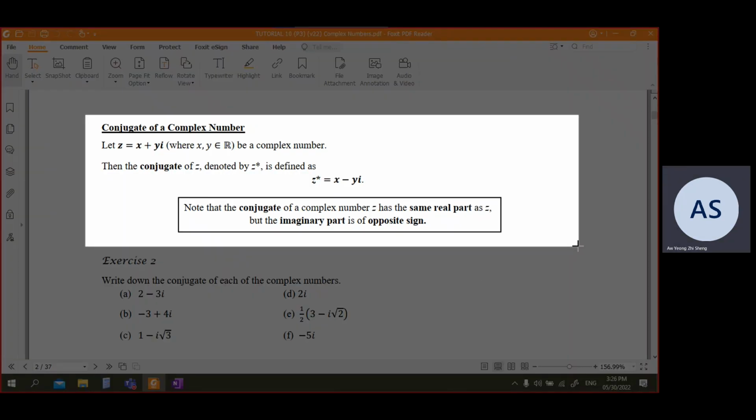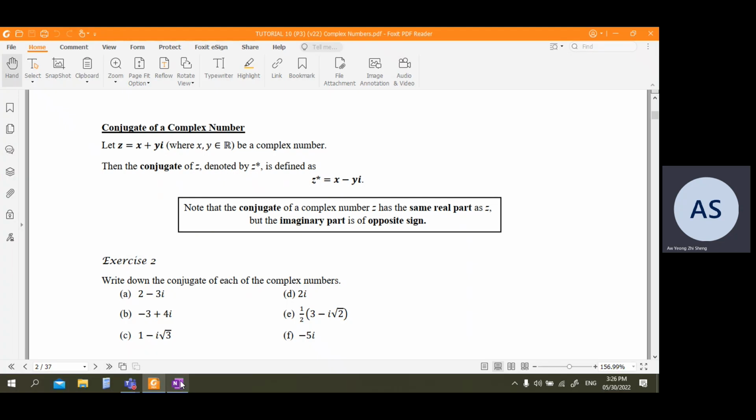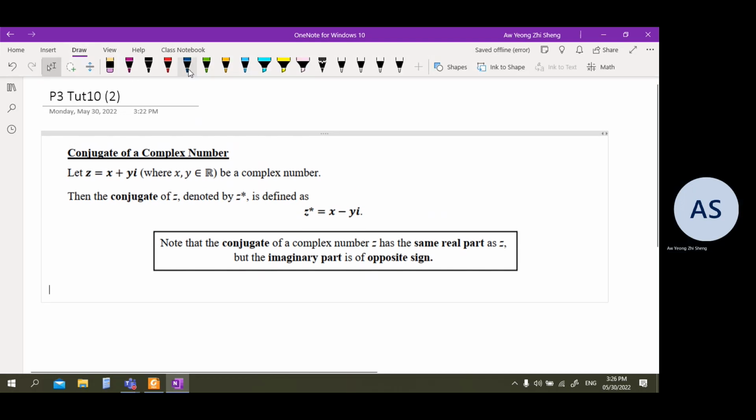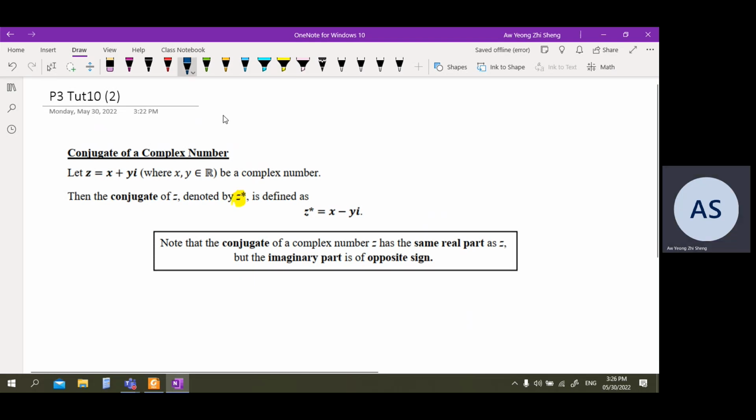Whenever we are given a complex number written in the form x plus yi, where x and y are real numbers, then the conjugate of z, denoted by z star. By the way, in the handwritten form, I will suggest you to write your star this way: start with a vertical line followed by a cross. I think this is a neat way to write the star.